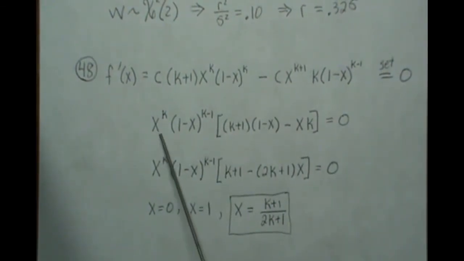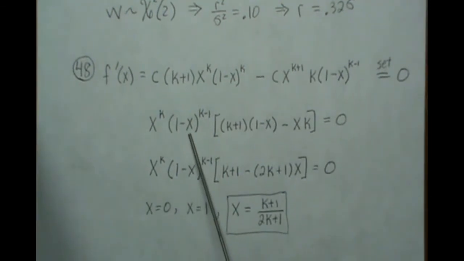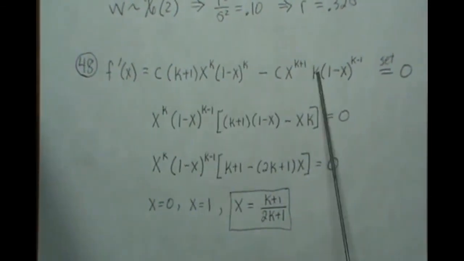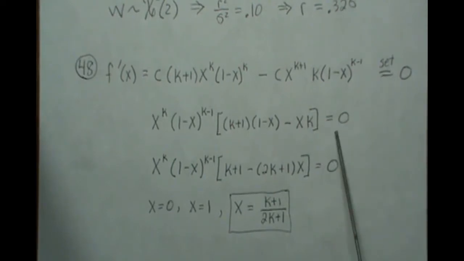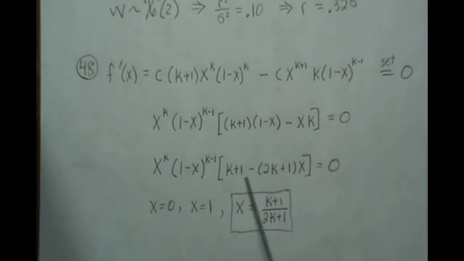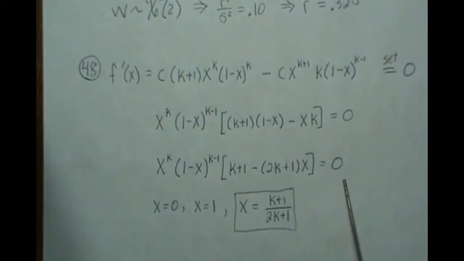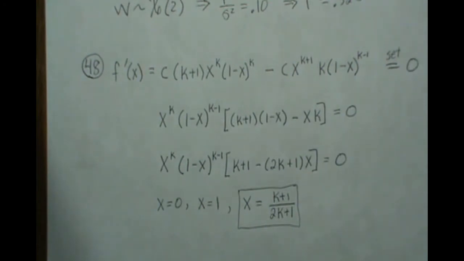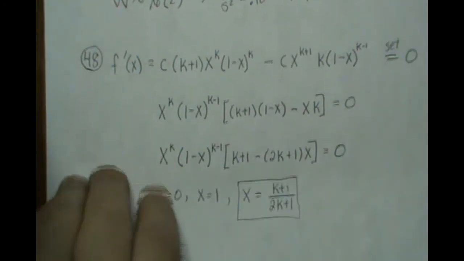So now I factor out an x to the k and a 1 minus x to the k minus 1 of this expression to get this. It's still equal to 0. Then I rearrange this to be this. Now we have the product of three numbers equaling 0. You set them all equal to 0. So x can be 0, x can be 1, or x can be k plus 1 over 2k plus 1. And this is the mode because 1 and 0 are not in the domain, so they can't be a possible solution.